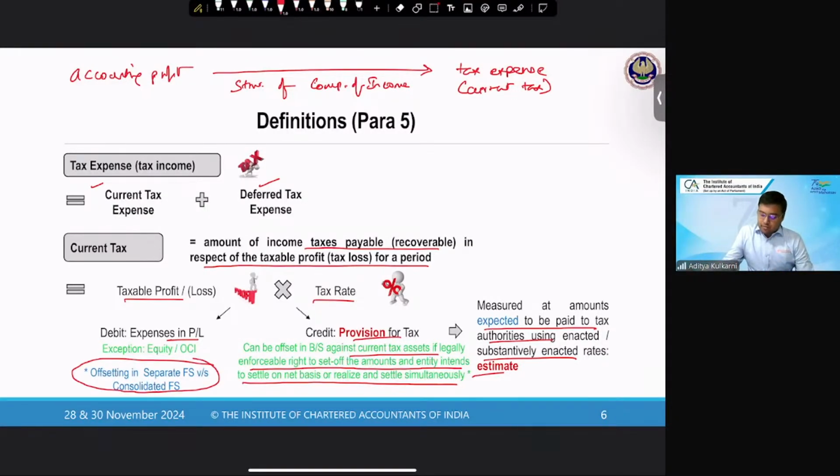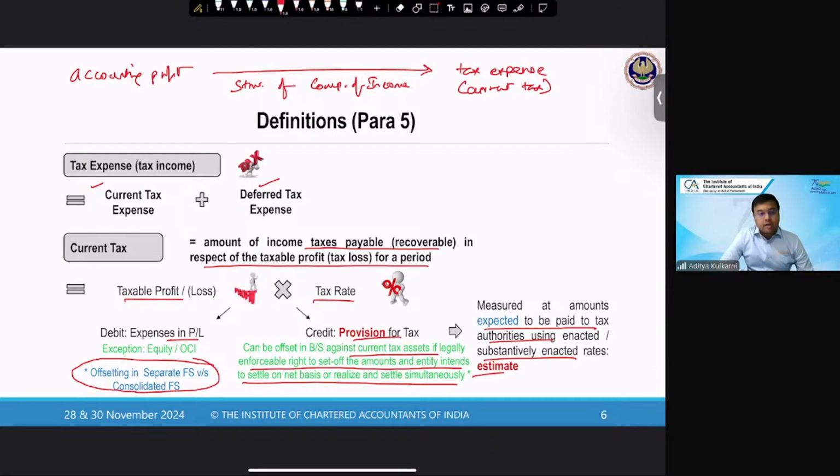Now, when I talk about offsetting, whatever I discussed was offsetting within the financial statements of the same entity. Suppose I have A Limited. A Limited has its own tax assets. A Limited has its own tax liabilities. You can do an offsetting and present it net if you intend to do so.